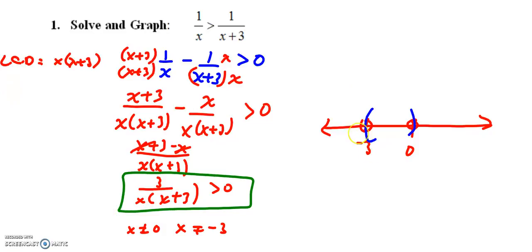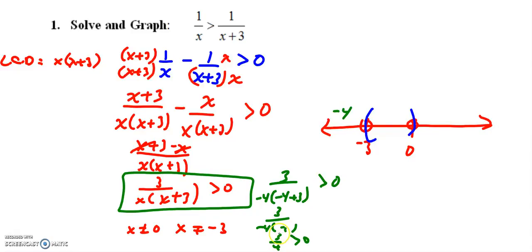So a number that we could work with that's less than -3 is -4. So if I plug in 3 over -4 times -4 plus 3, and we want to see if this is greater than 0. That would be 3 over -4 times -1. So that would be positive 3/4 is greater than 0. Is positive 3/4 greater than 0? It is. So this first interval works.